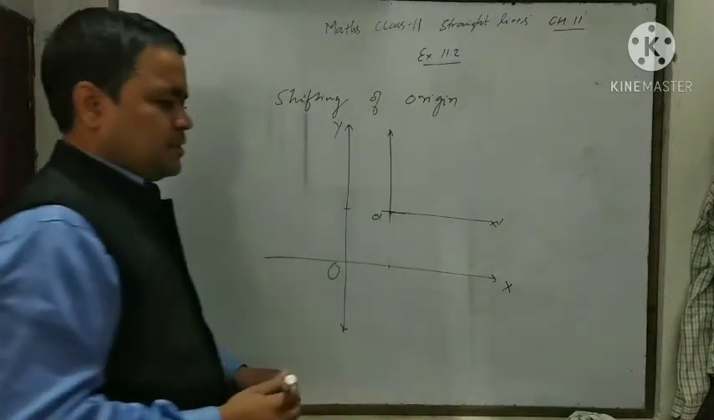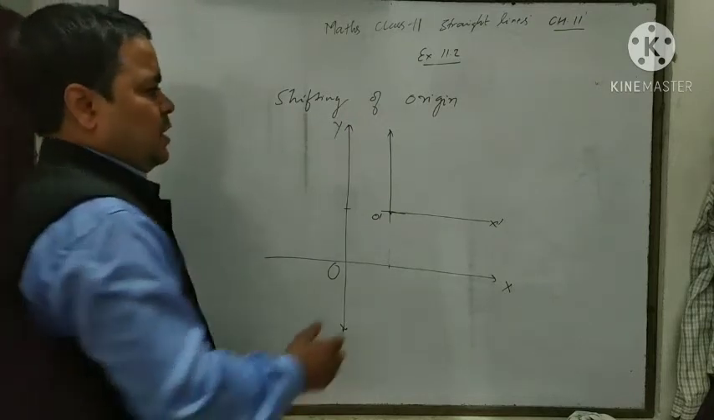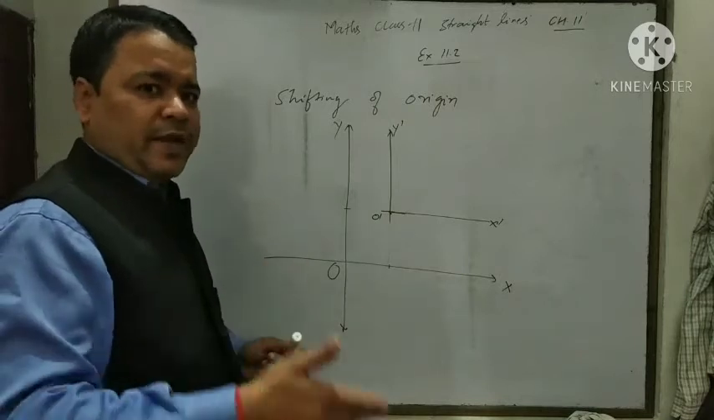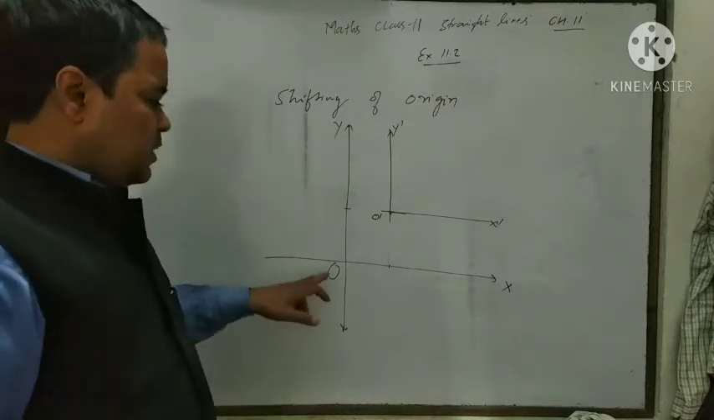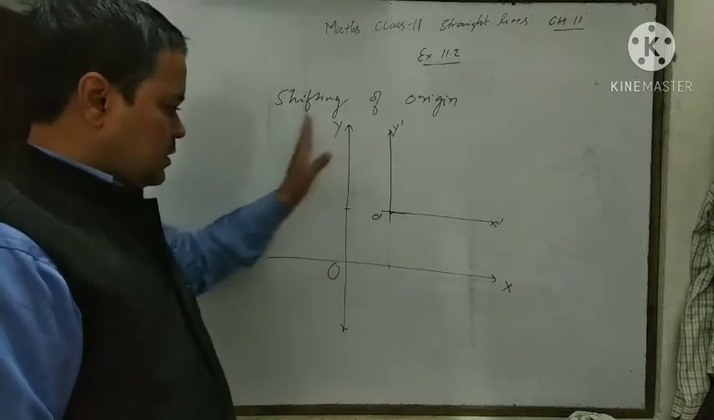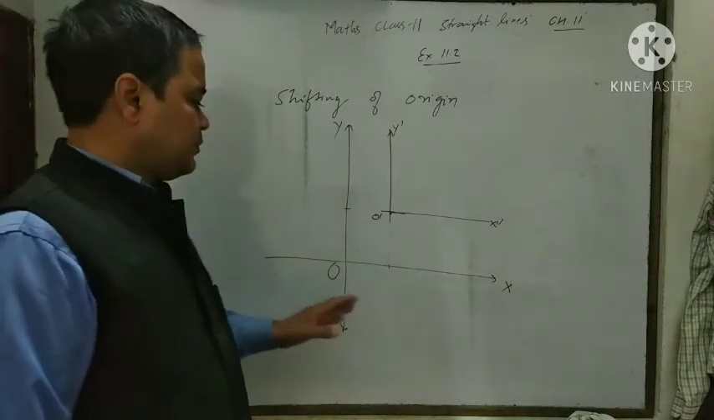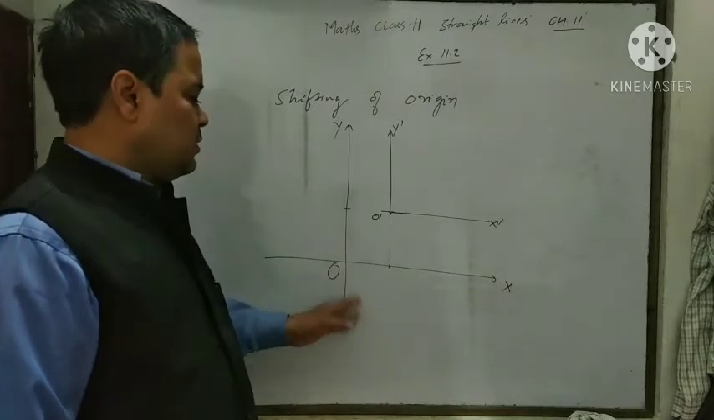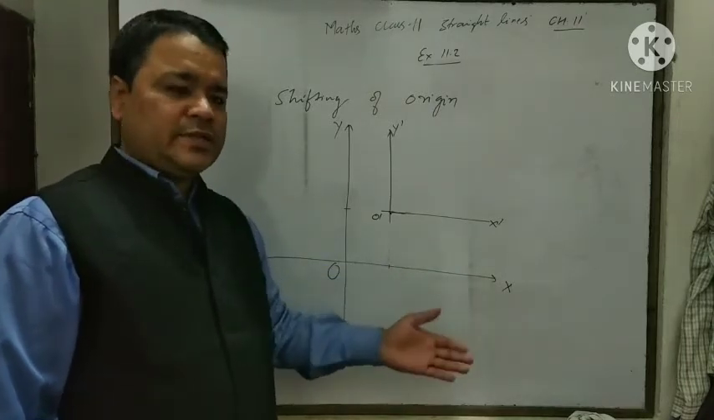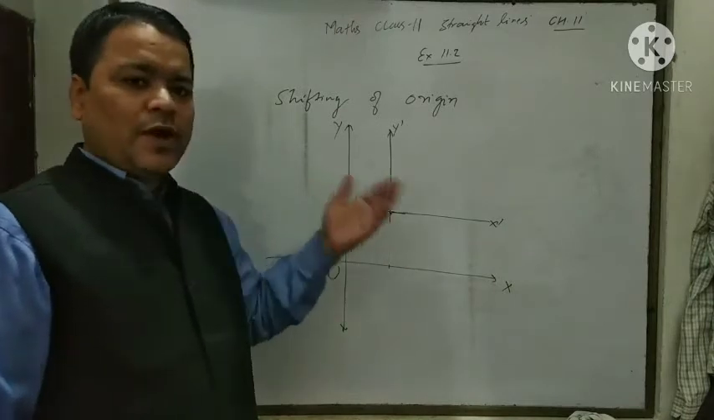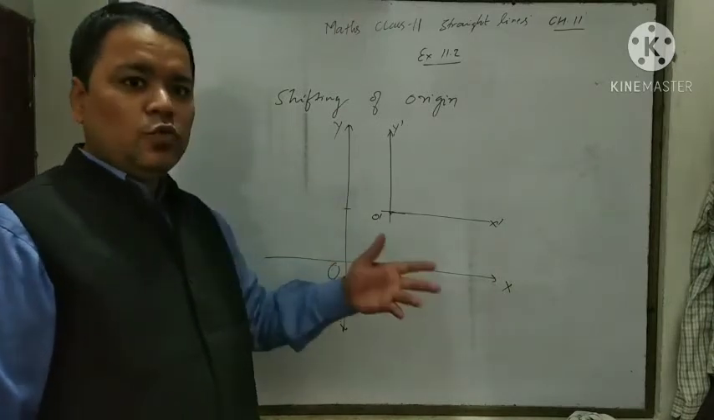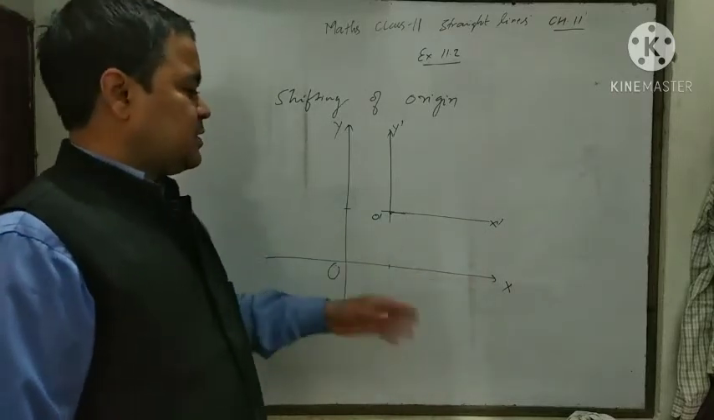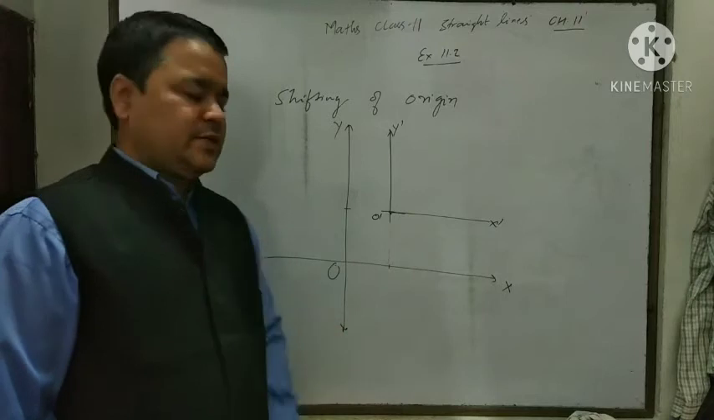OX dash represents the new x-axis and OY dash represents the new y-axis. What is O? O is the original origin of the Cartesian plane. OX is the original x-axis. OY is the original y-axis. O dash is the new origin, O dash X dash is the new x-axis, and O dash Y dash is the new y-axis.